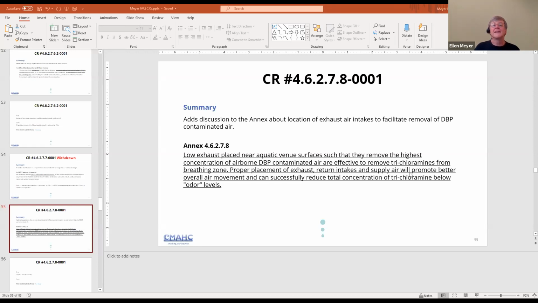Again, we were really under the gun with trying to get all these change requests through. And so there could be things like the dash, for trichloramine in the plural, that I did not catch at all. And that would be good to do that edit to it. So I'm going to write that down now.